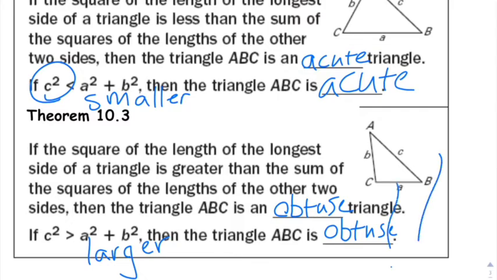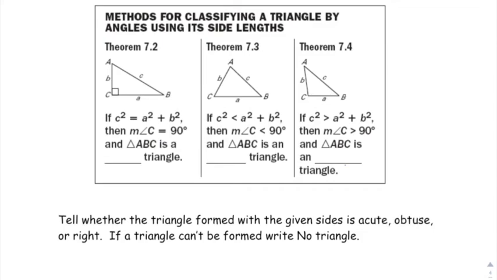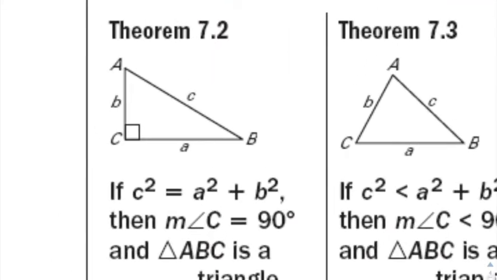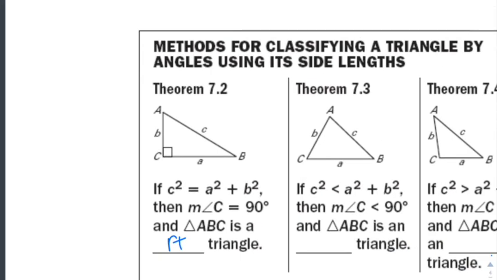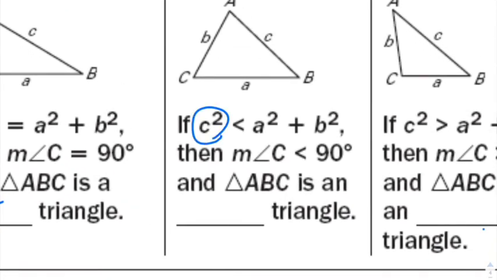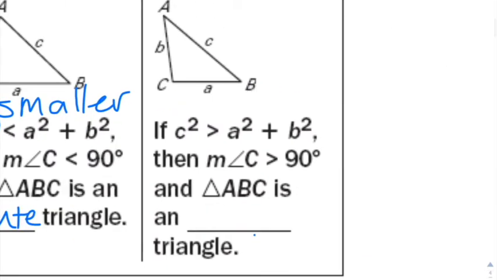Alright, so we'll go ahead and apply those right there. I guess this is all the theorems side by side. Again, if it's equal to 90, it's a right. If this c squared right here is less than the sum, so that means smaller, then you got acute. And then this one right here, you got an obtuse, if the c squared is larger.